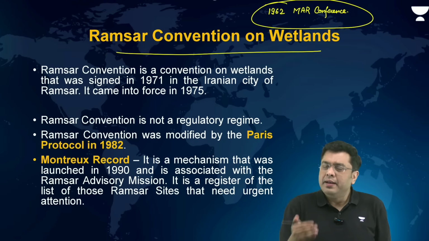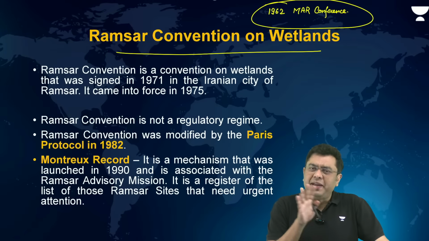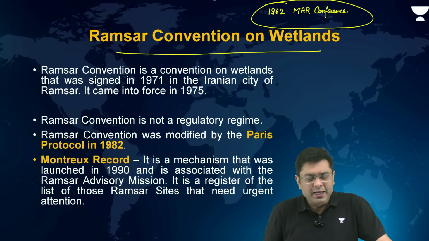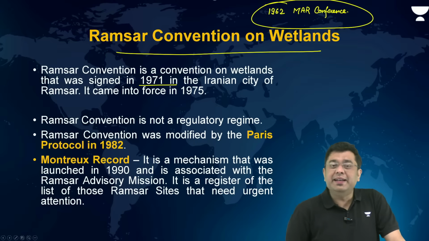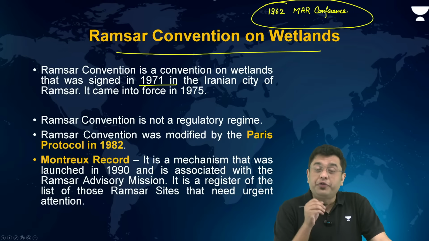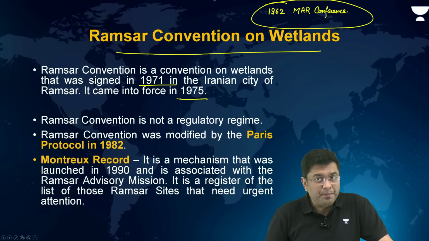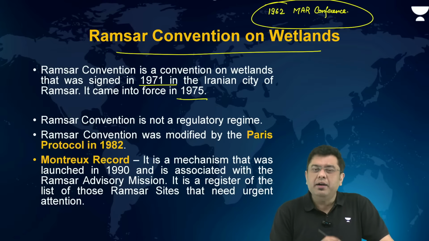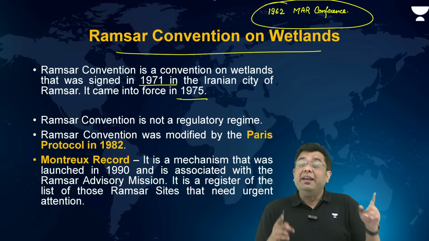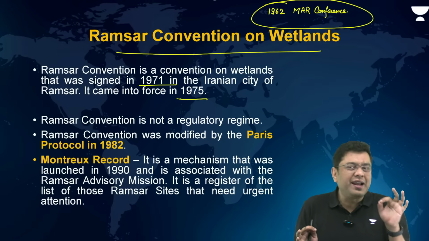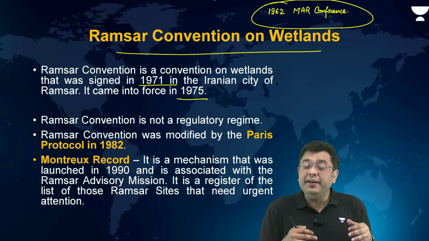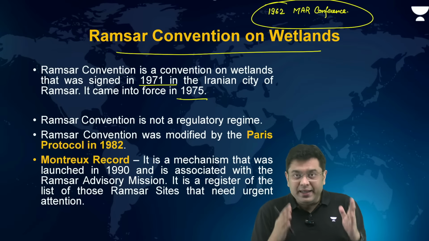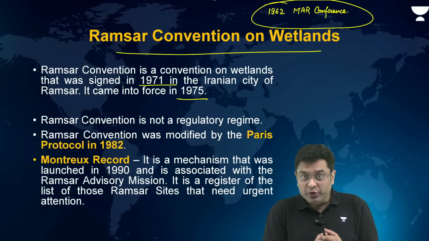Now, for almost a decade, there was the finalization of the text for this particular convention. The convention was signed in 1971 and came into force in 1975. Australia was one of the first signatories of the Ramsar Convention, and the first Ramsar site was declared in Australia. In India, the first Ramsar sites were declared in the early 80s when India became a party to this convention.